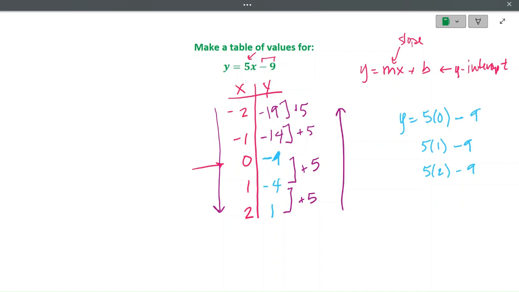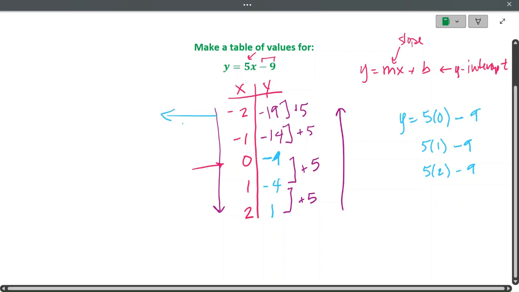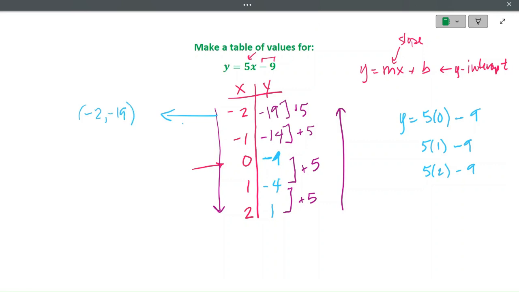So if you don't want to plug things in, you can use your knowledge of slope to make sure that there's growth by 5. Now, how does this translate to a graph? Each of these points is a coordinate pair. So when I plug -2 in, I had a y value of -19. I could plot that. On this one, my coordinate is -1, -14. On this one, my coordinate is 0, -9, and so on. So now I've got multiple points that I could plot on a graph. I could connect those points with a line, and I would have my graph if that was my next step.